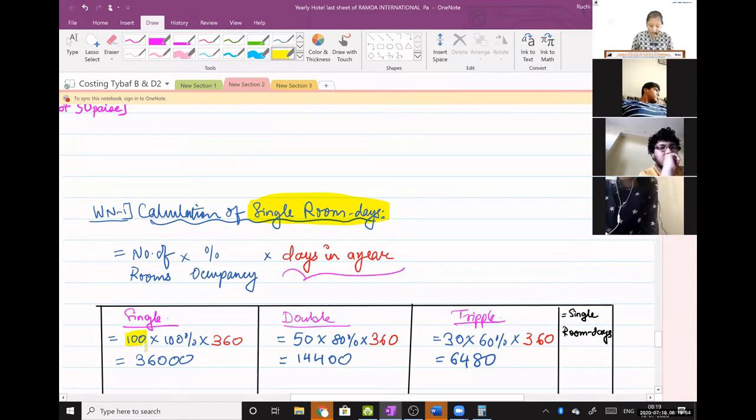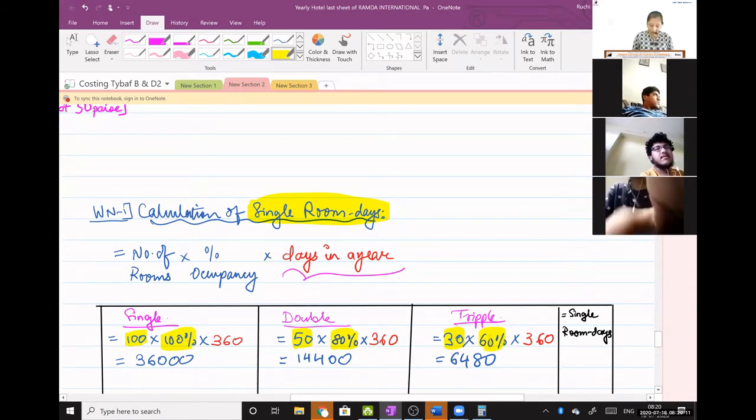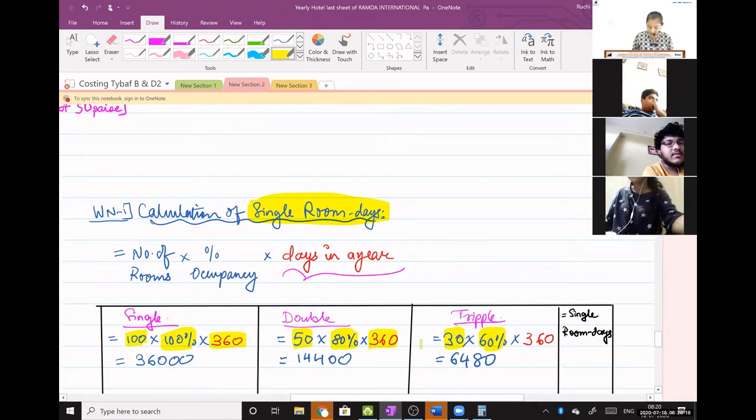Okay. Number of rooms, single rooms, 100. Number of double rooms, 50. Number of triple rooms, 30. Okay. Percentage occupancy, single room, 100%. Double room, 80%. And triple room, 60% occupancy. And then days in a year are throughout same for each, 360 days in a year. Clear? Okay. Yeah. Now note it down.